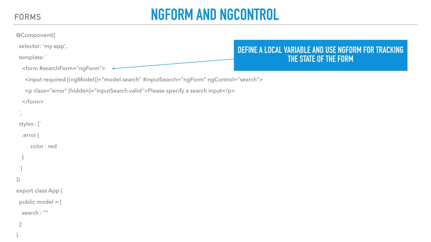So how can we use all this knowledge in our components? Here we have an example. You can see we are defining a local variable searchForm with ngForm. Okay, so what are we saying here? We are saying Angular, keep track of this form and all changes of this form, if it's valid or not. We want to access them with the properties of searchForm.